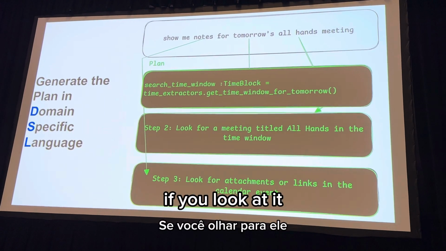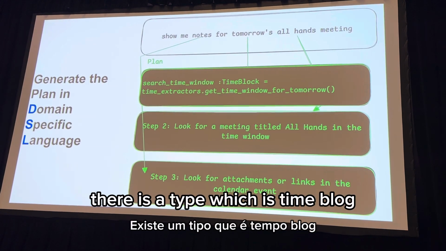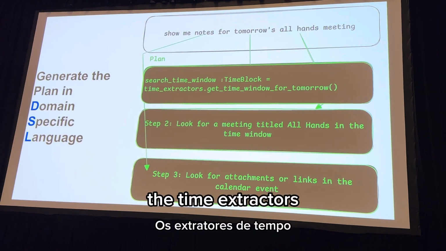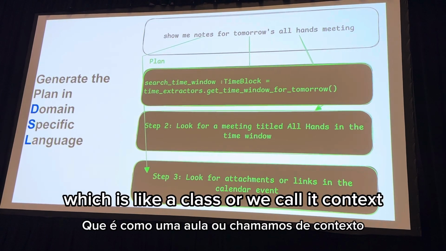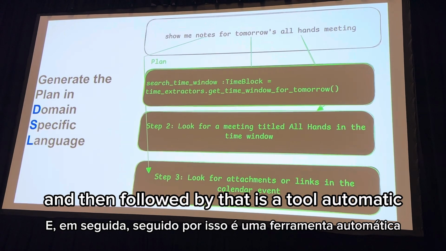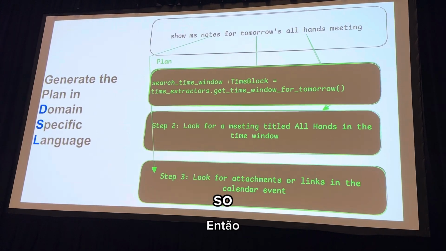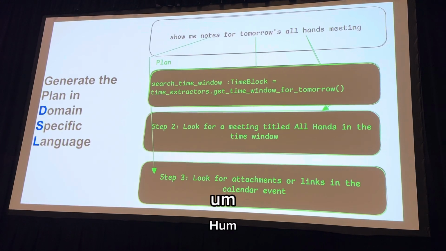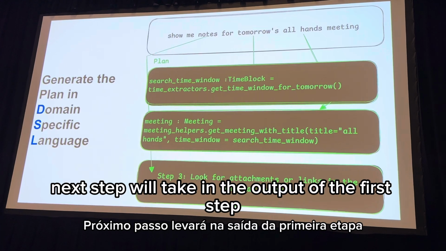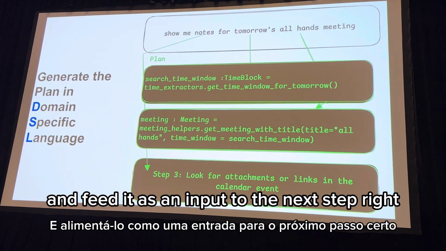If you look at it, there is a variable name, search time window. There is a type, which is time block. There are the time extractors, which is a class, or what we call a context. Then followed by that is a tool or method, get time window for tomorrow. The next step takes the output of the first step, search time window, and feeds it as an input to the next step.